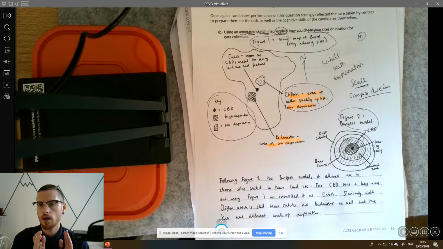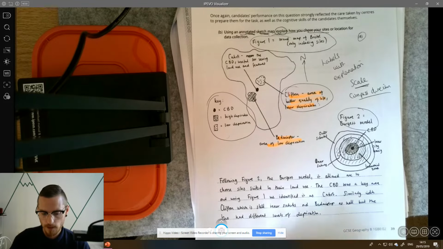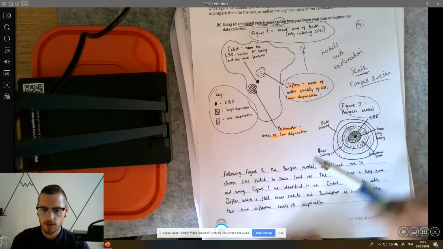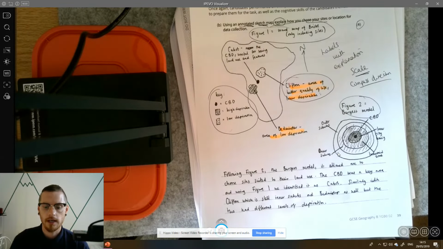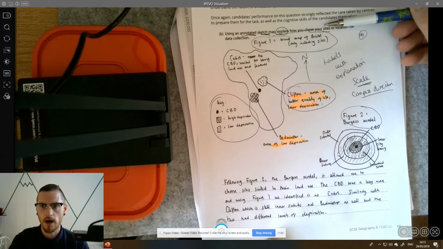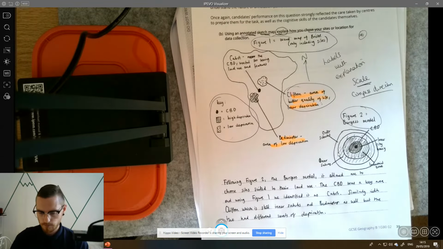If you get a question about data presentation, so they ask you to include an annotated form of data presentation from your fieldwork, make sure that you actually add what the different axes, so your x and y axes, make sure you say what those axes are, okay? And at the bottom here, this student has referenced their figures in their explanation, so that they can tell the examiner why they chose those sites.